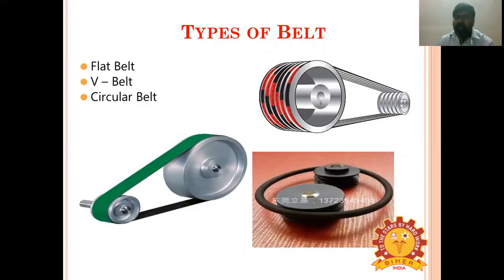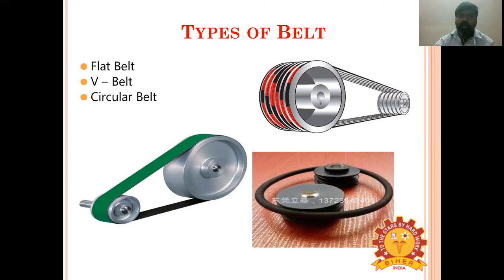Come to the types of belt, or classification of belt. The drives are classified into two types: flexible drives and direct drives. For flexible drives, we have belt drive, rope drive, and chain drive. For direct drives, we have cam drive and gear drives. The belt drive is classified into flat belt, V belt, and circular belt. A circular belt is called a rope, right?